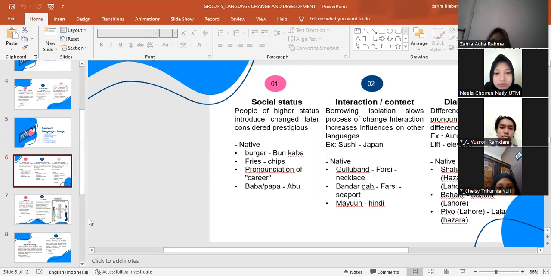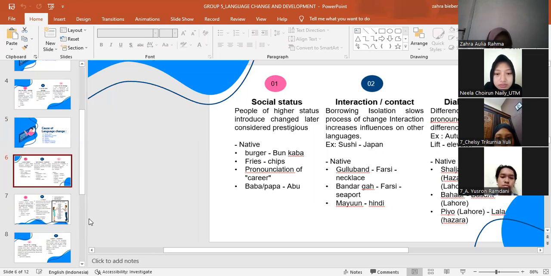Second is interaction or contact. Borrowing, isolation, slow process of change. Interaction increases influences on other language. For example, sushi, Japan. Native: gulubandh, Persian, necklace; bandargah, Persian, seaport; mausam, Hindi.